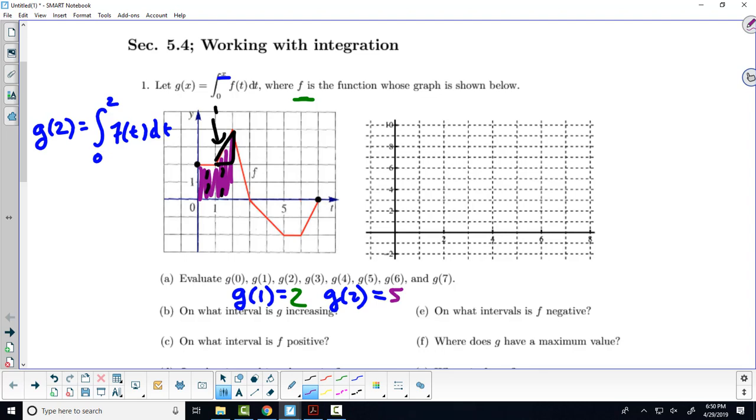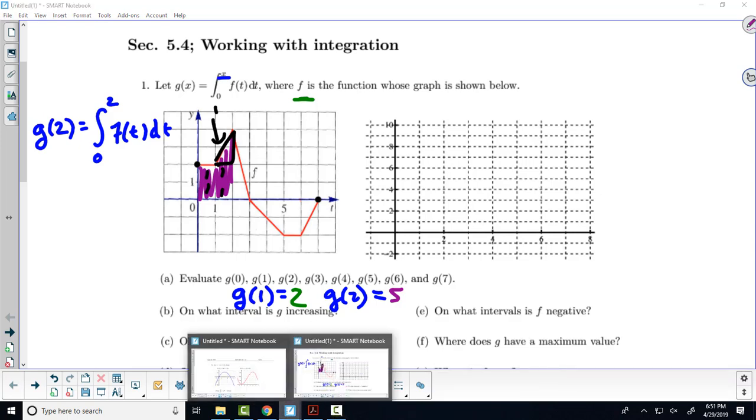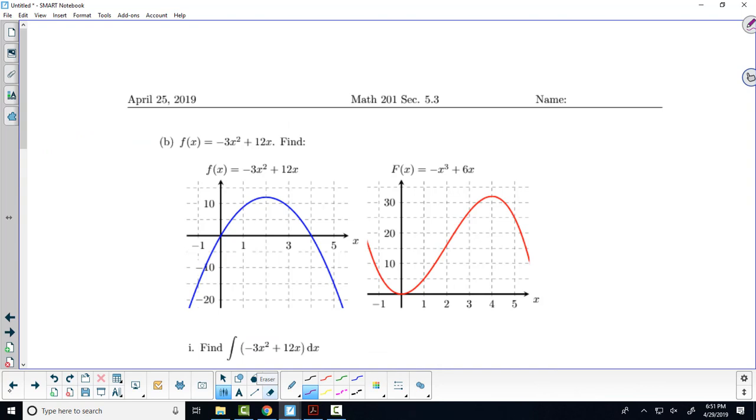Do you see how this works? As x changes, you just redraw the area underneath the curve you're looking for, and then you compute it. All right, so we'll come back to this. I want to look back to this section.